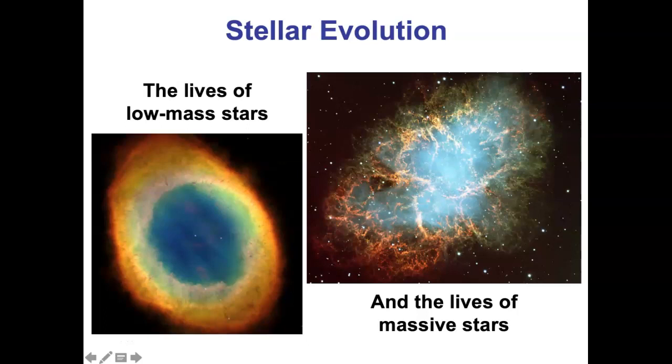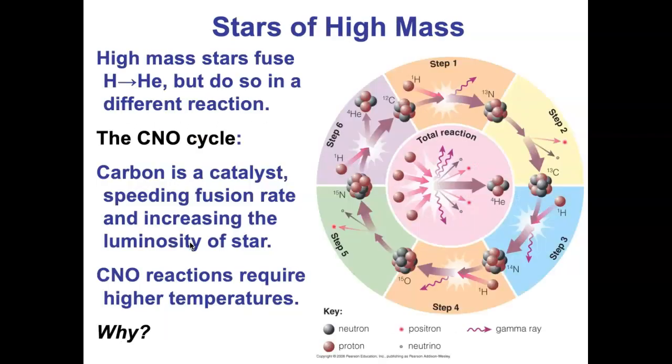Hey everybody. Okay, so we were talking in the last lecture about how low mass stars and intermediate mass stars evolve off the main sequence until they inevitably die as a planetary nebula and a white dwarf. How do high mass stars evolve? And then how do they die? Well, the lives of high mass stars are actually a little different than low mass stars like the sun.